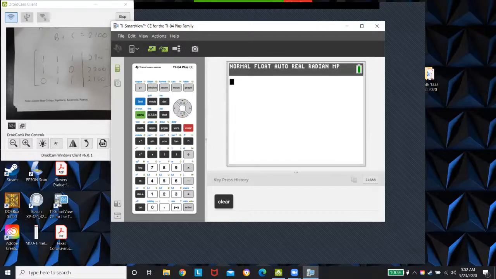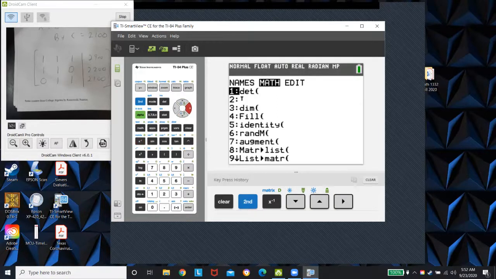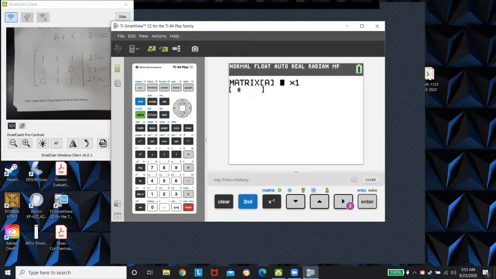If we want to put in a matrix, you might notice there is a matrix button right here. So if I hit second and this negative exponent, that's the matrix key. So if I want to put in a matrix, these are the names to recall the matrix. So these are sort of like variables that represent the matrix. This is math we can do with the matrix. But if I want to put it in, I have to go on over here to edit. So I go to second, I hit that matrix key. If I want to put it in, I have to edit it.